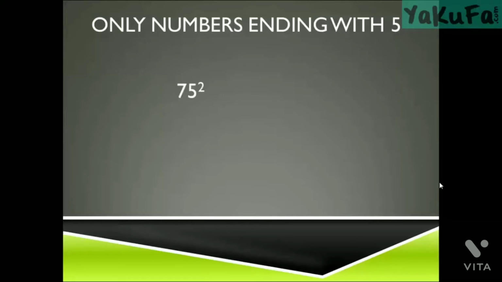So let's suppose you want to find the square of 75. The method is, first you directly write the square of 5. We know the square of 5 is 25. Then we increase the first digit by 1, that is 8, and multiply it with the previous digit, 7 times 8 is 56. There you go, this is the square of 75.